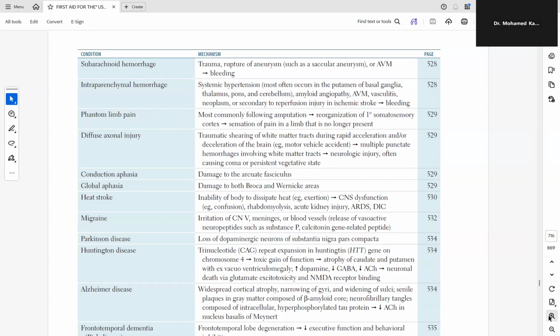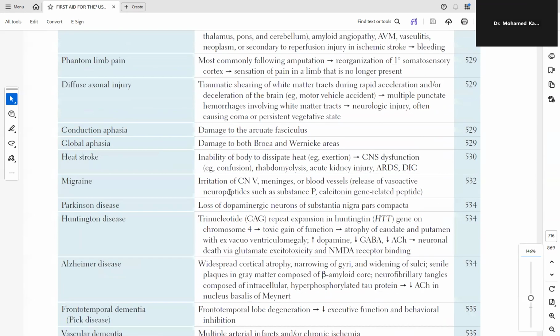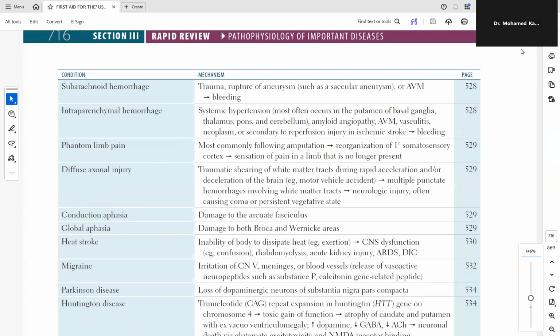Subarachnoid hemorrhage. We have the meninges, and one of them is the arachnoid matter or arachnoid layer. So subarachnoid hemorrhage can be caused by trauma. Rupture of an aneurysm is another cause. So it could be a trauma, or it could be a rupture of an aneurysm, such as saccular aneurysm or arteriovenous malformation. And what will be the result? Bleeding. That's why we have subarachnoid hemorrhage.